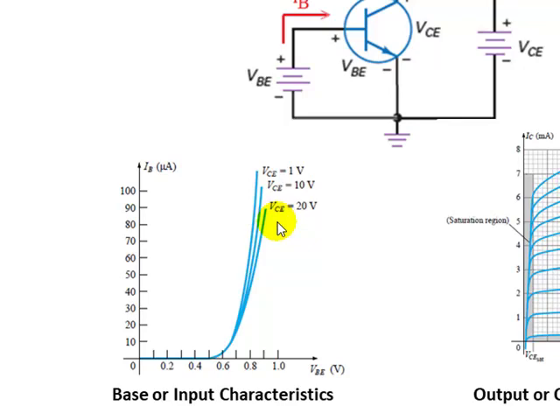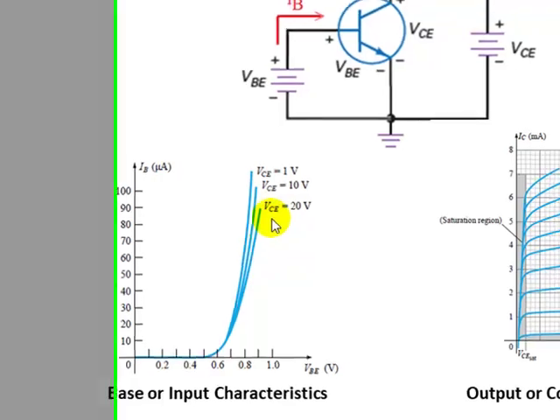Input characteristics is very much essential for us to know, because it tells us when the transistor is on.